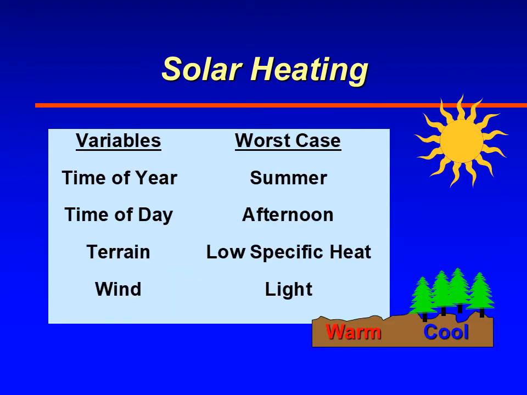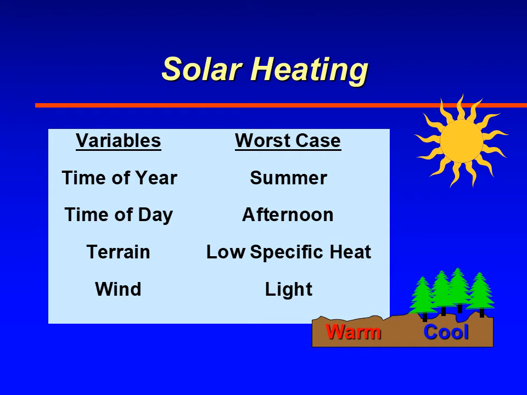Variables, things that determine how much solar heating occurs, of course, are the time of year, the time of day, the terrain, and also the wind. As far as the time of year, in summer you typically have the longest days and the strongest solar radiation, so you get the worst and strongest convective turbulence. Time of day, of course, is the afternoon. At night there's no sun, but in the afternoon you have lots of heating and lots of thermals.